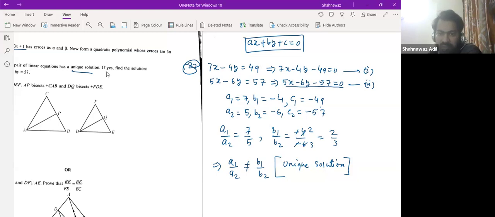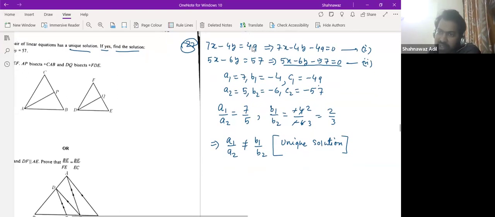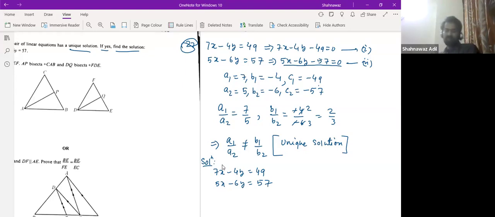This part is clear. If yes, find the solution. So what are the methods? Let us write these equations. The first equation is 7x minus 4y equals 49, and 5x minus 6y equals 57. Now we have to solve. What are the methods to solve this pair of linear equations that you have learned?